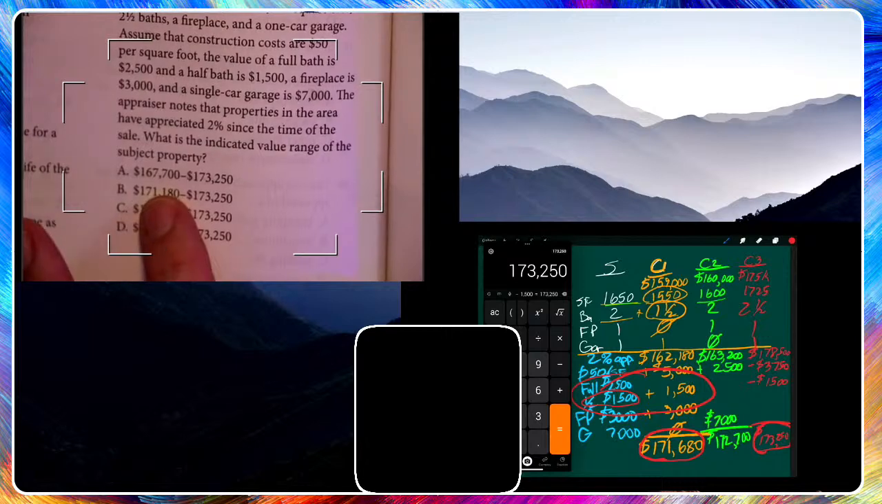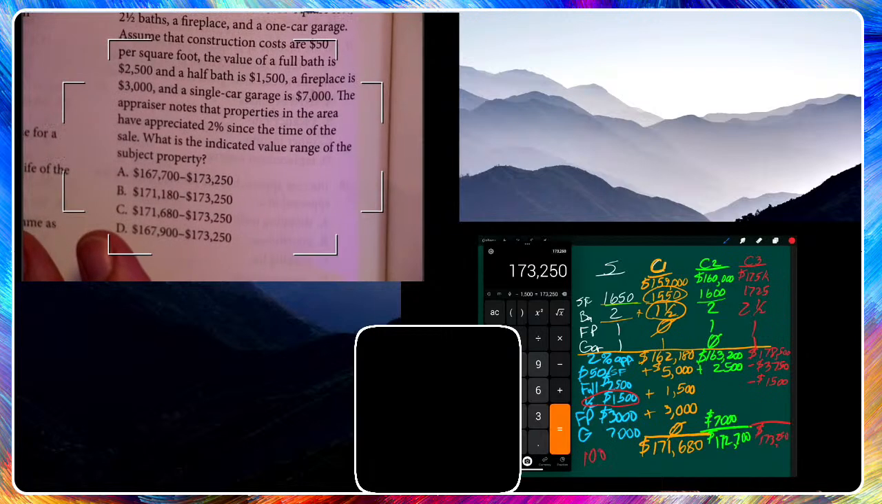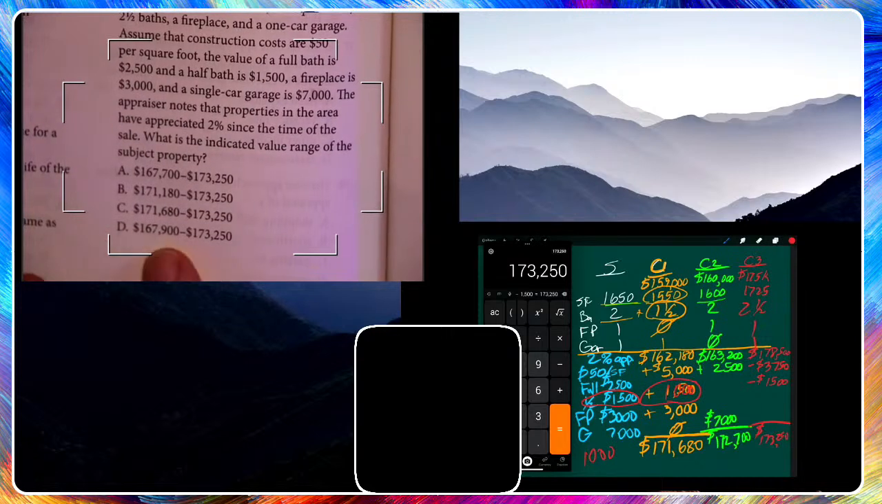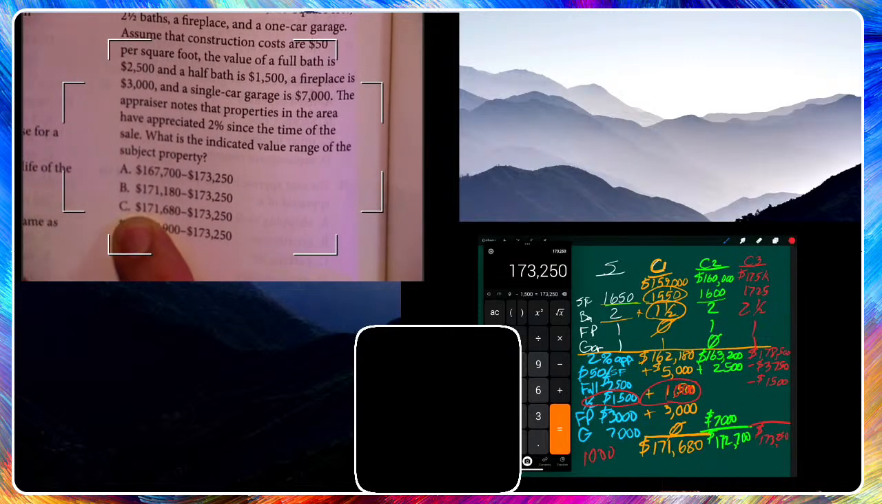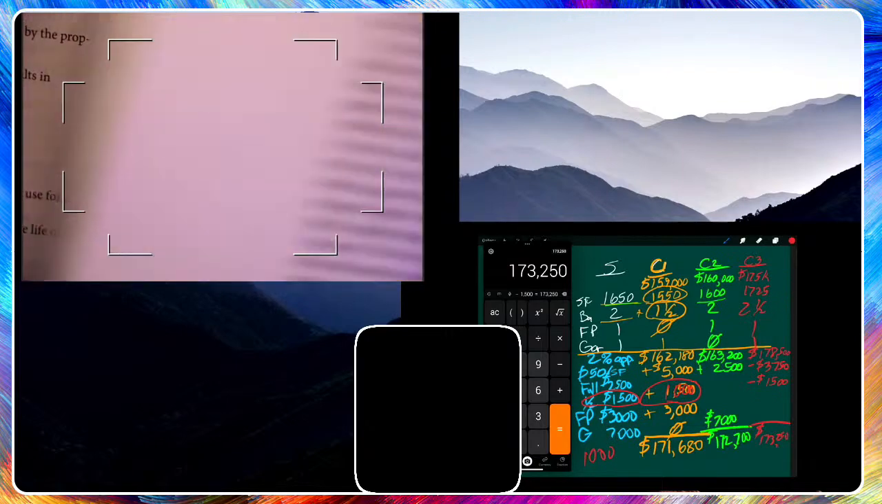What the book does, instead of what we did here, it says, well, a full bath plus a half bath is 4,000. We subtract 1,500. I believe that's what they did. No, they said 2,500 minus 1,500. That's what they did. Is 1,000. And then instead of 1,500, they put 1,000 in here. And so that gives it answer C instead of answer B. Let's look at it in their solution.